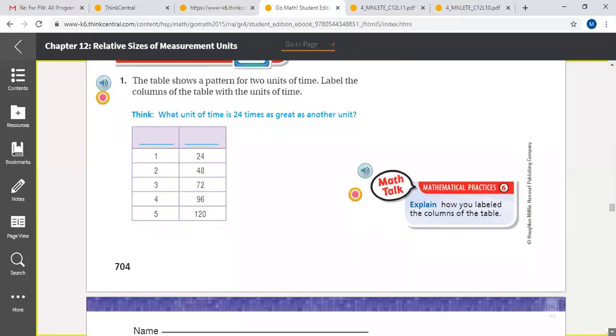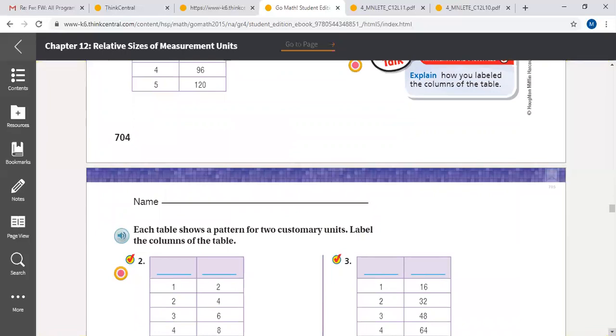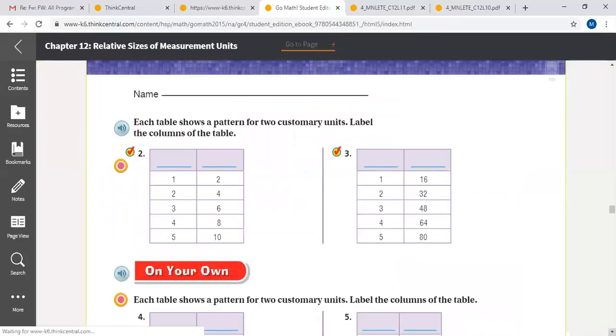The second question in share and show: each table shows a pattern for two customary units. Label the columns of the table. Okay, this is 1 and this is 2, 2, 4, 3, 6, 4, 8, 5, and 10. Here, what can we write? We can write here this is quarts and here it's pints. Quarts and pints. Why? Because 1 quart equals 2 pints.